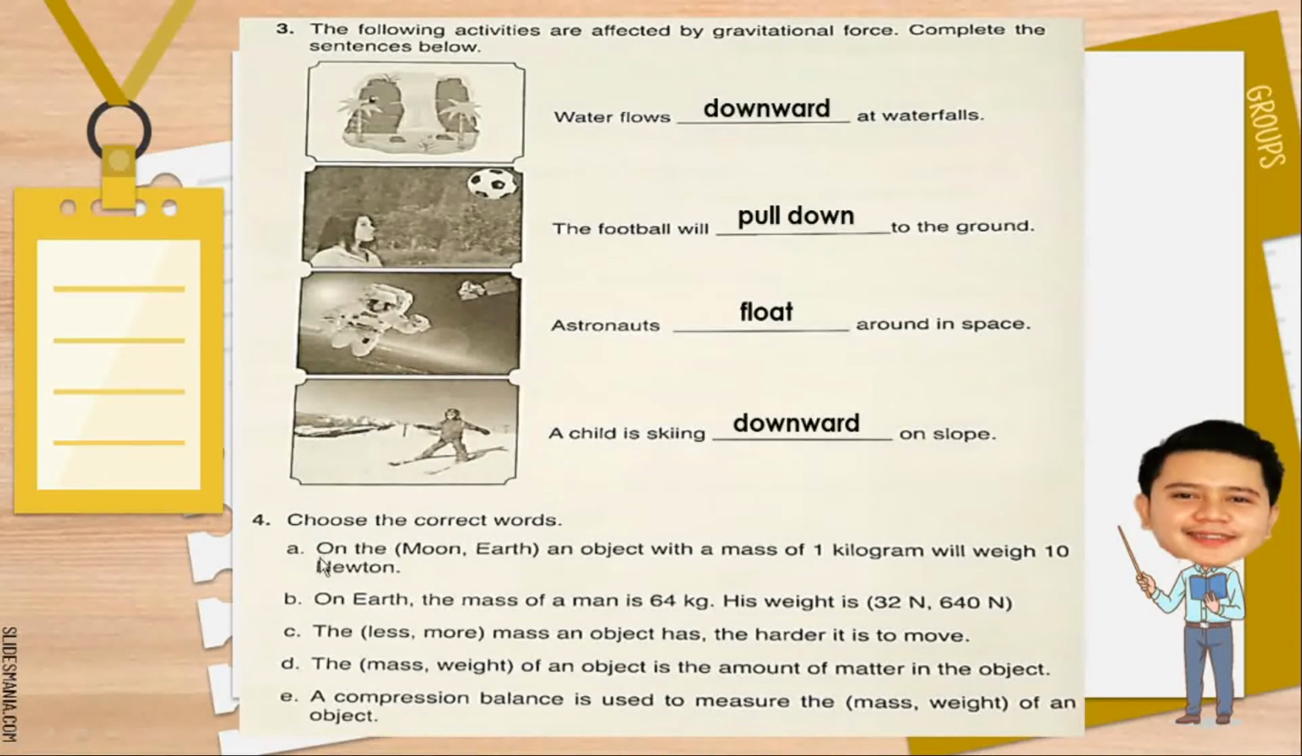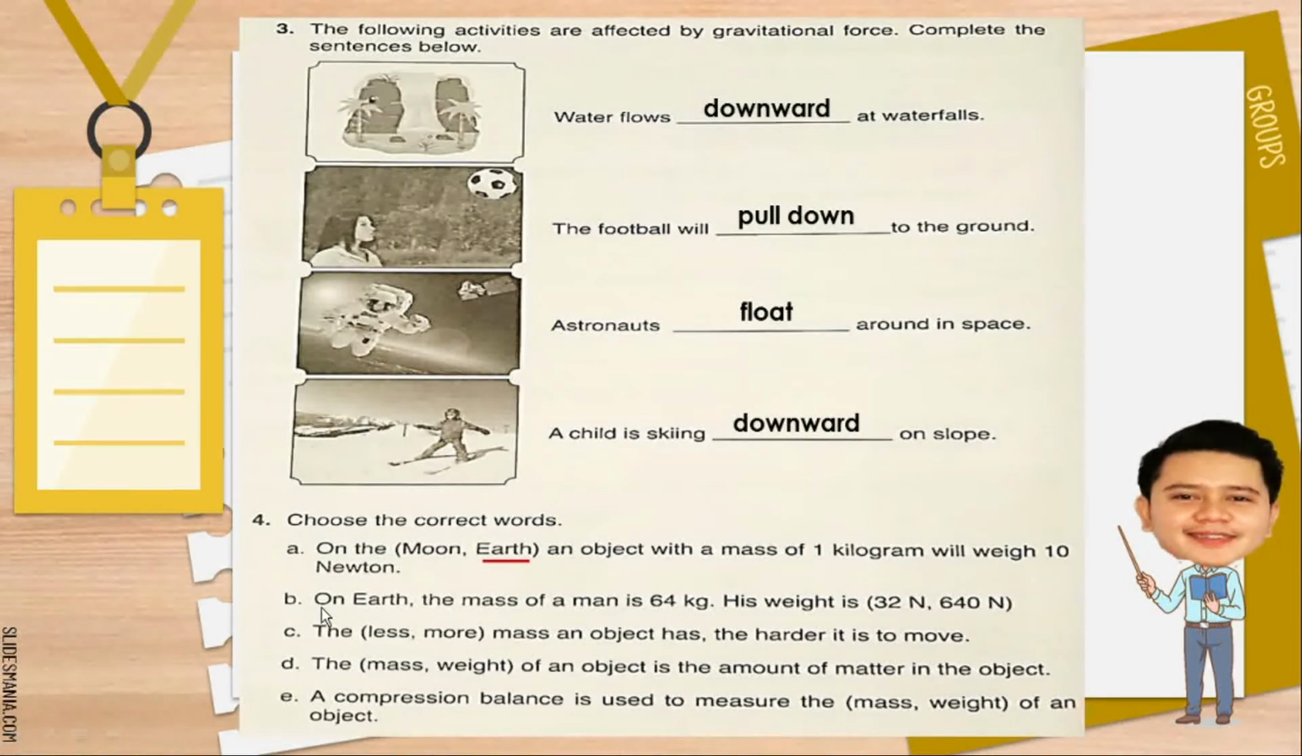So let's start with letter A. On the moon, earth, an object with a mass of 1 kilogram will weigh 10 newtons. So what do you think is the correct answer? Is it moon or earth? That is an earth. Very good.